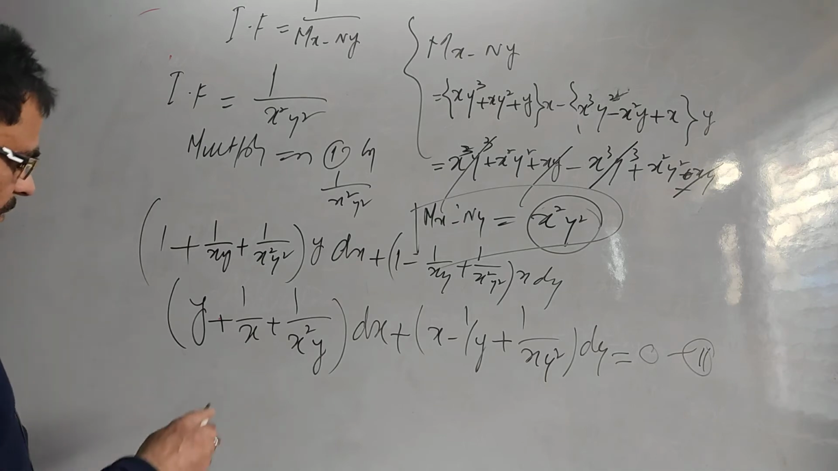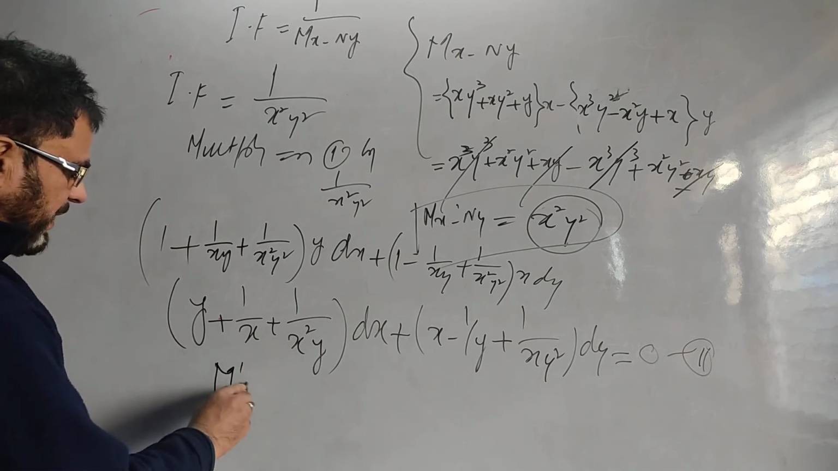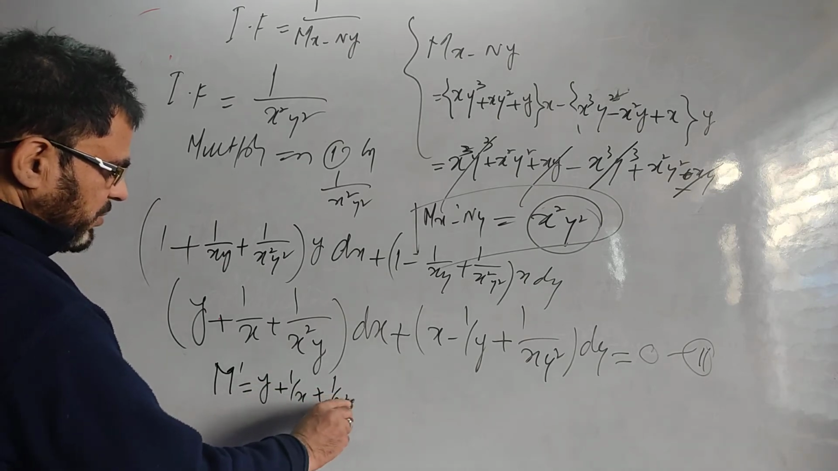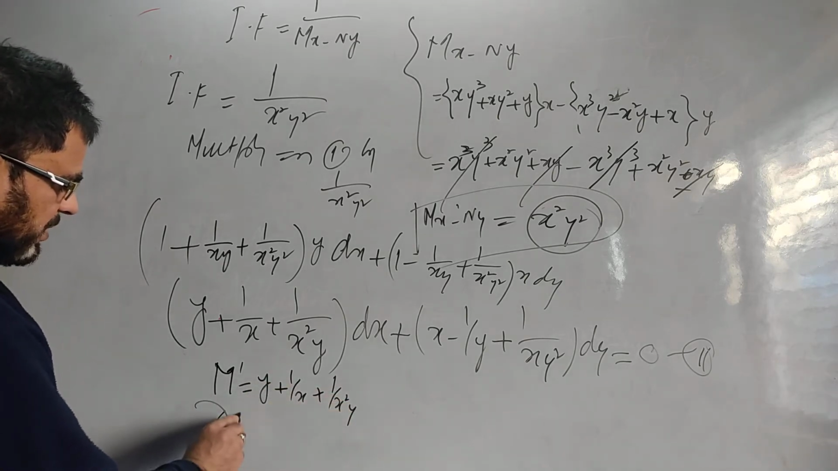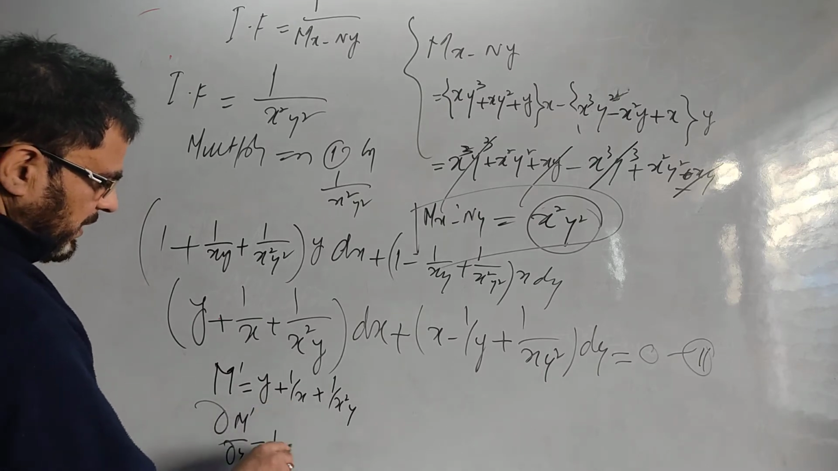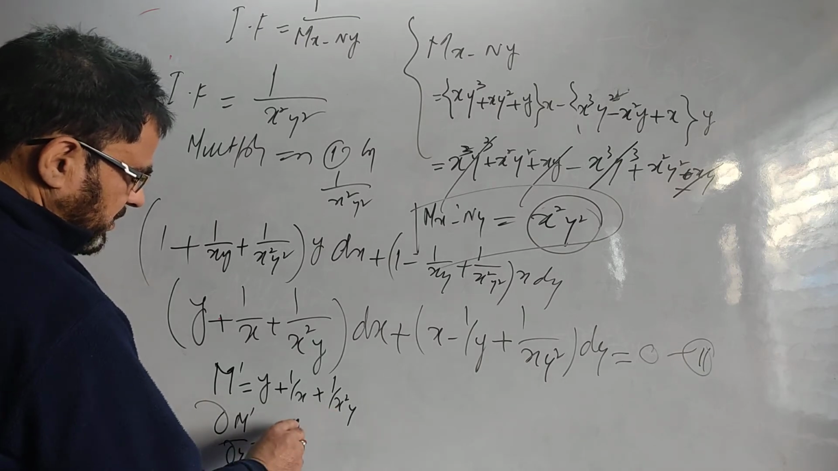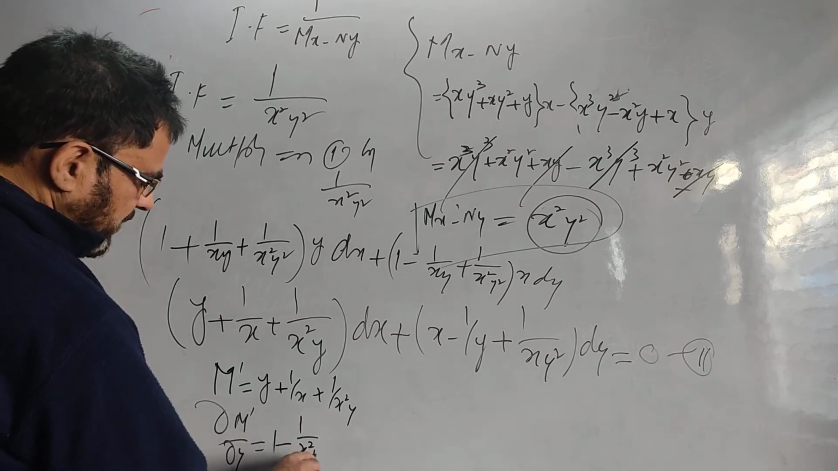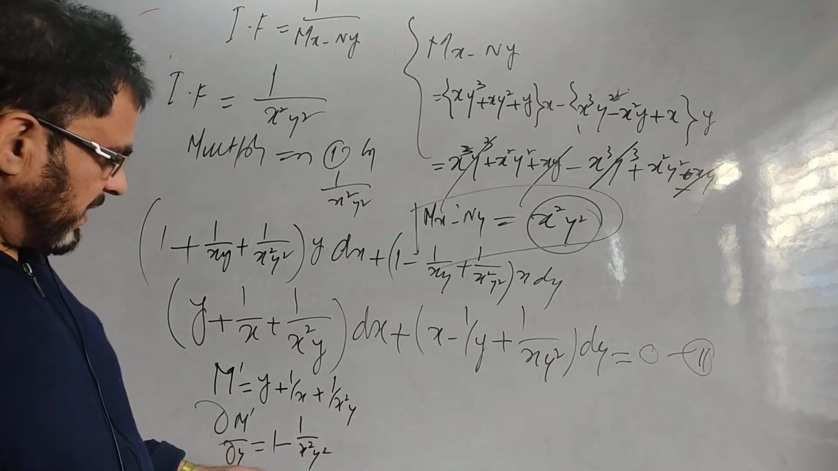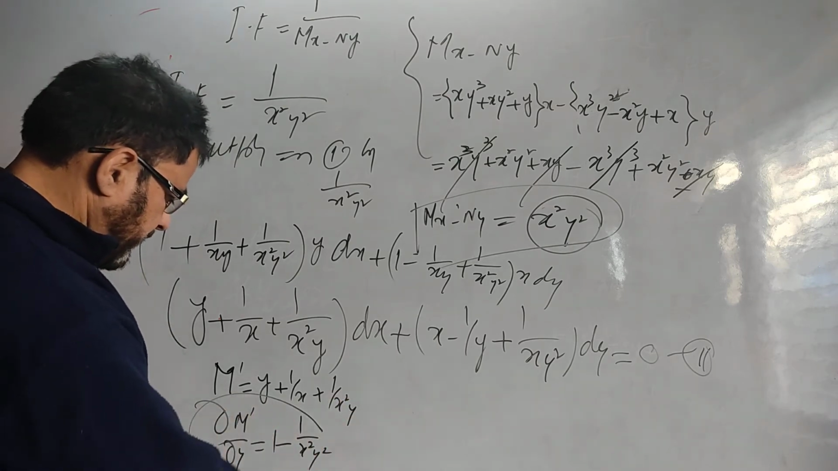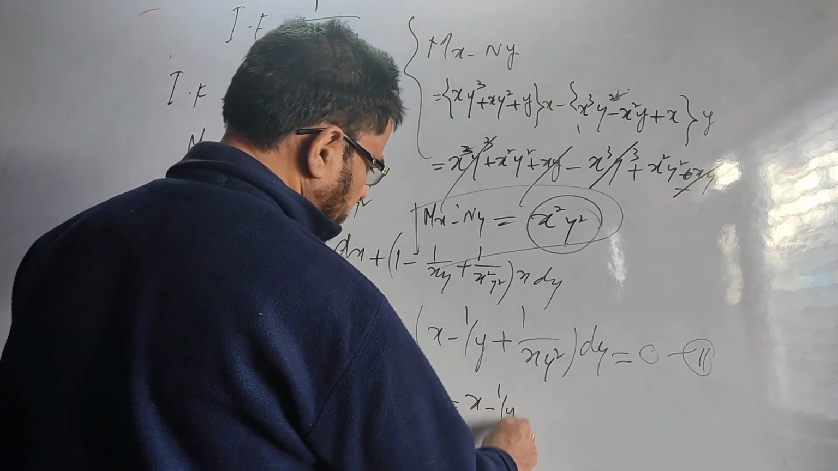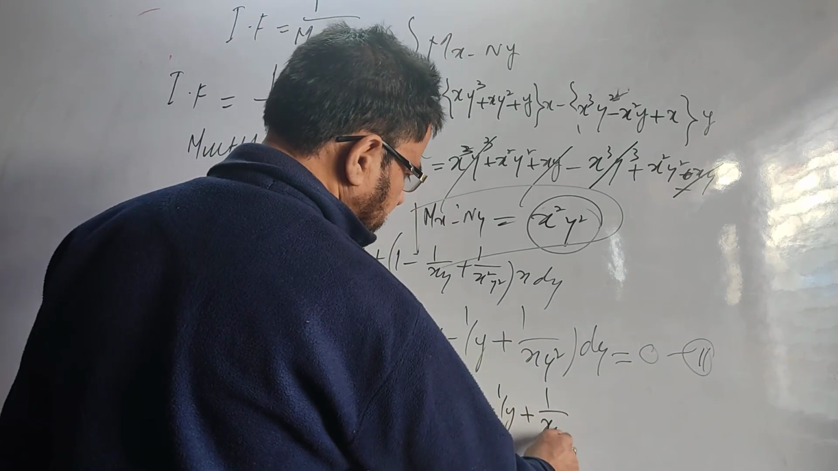What is our m dash? Your m dash is y plus 1 by x plus 1 by x square y. When you find partial of m dash with respect to y, this will be 1, this is 0, this is minus 1 by x square y square. Why so? Because 1 by x square will be constant, derivative of 1 by y with respect to y is minus 1 by y square. Now here you have n dash is x minus 1 by y plus 1 by xy square.